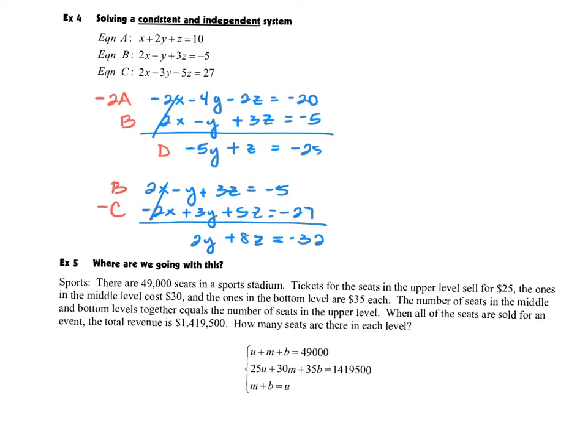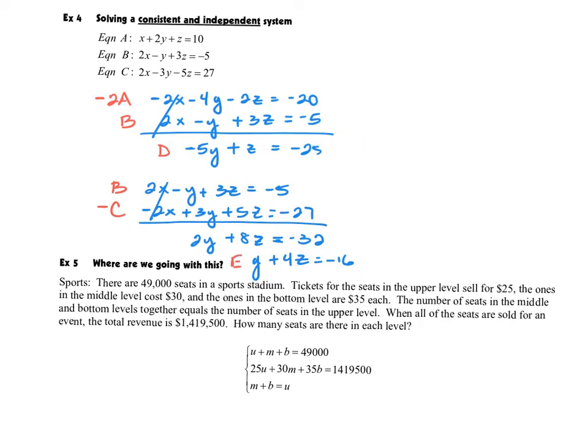And what I notice on this equation is I could make my numbers a little bit smaller. Anytime I can do that, it's kind of nice. So I'm going to divide everything in that equation by 2. I don't have to, it just makes life a little easier for myself. So I'm going to have y plus 4z equals -16. I'm going to call this new equation equation E.